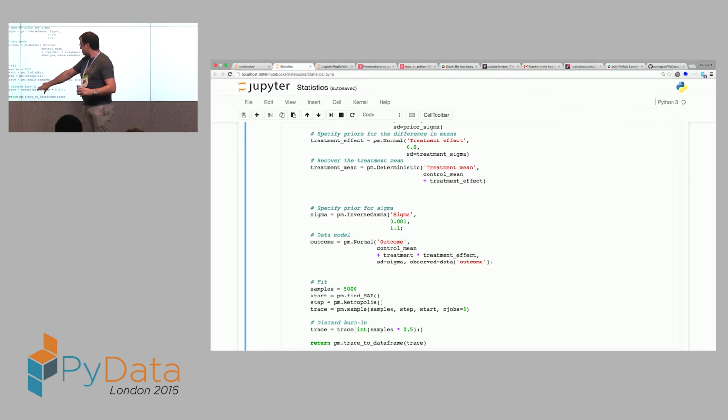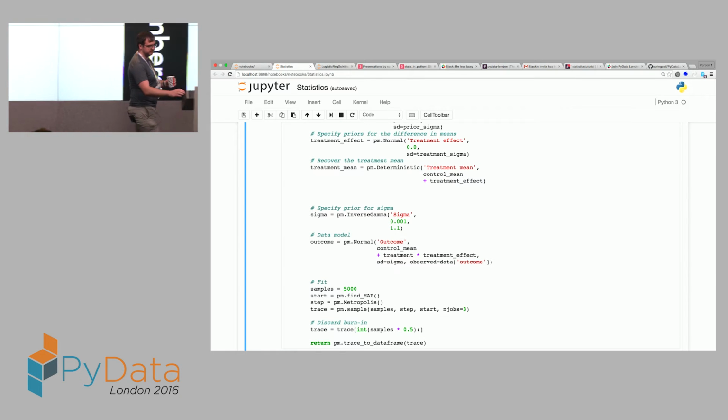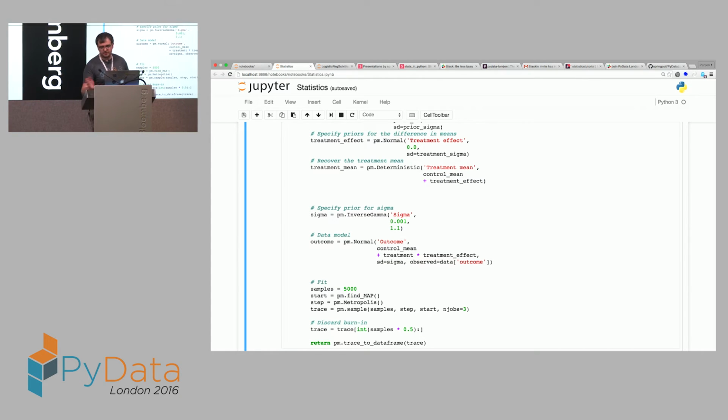I had to discard some of the burn-in because the first part of the simulation didn't converge very well. And then you can output this all into a data frame. So this might be a bit heavy for you right now, but we will learn more about this whenever we go through the logistic regression stuff later. I just didn't really know where to put this in the talk.